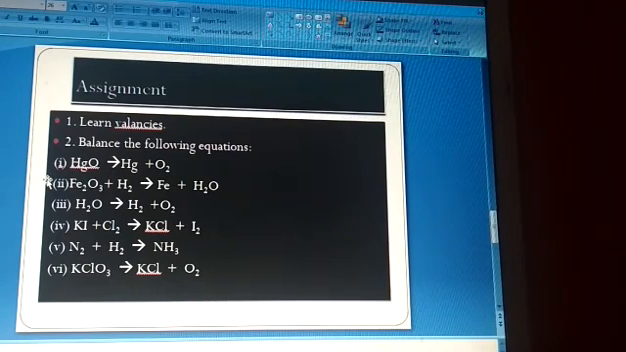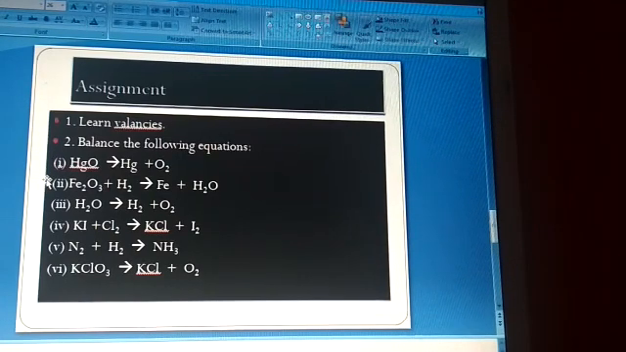This is the assignment here. First, you learn valencies. Second is to balance the following equations. First is HgO, that gives Hg plus O2. Second is Fe2O3 plus H2, that gives Fe plus H2O. Third is H2O, that gives H2 plus O2. Fourth one is KI plus Cl2, that gives KCl plus I2. Fifth one is N2 plus H2, that gives NH3. Sixth one is KClO3, that gives KCl plus O2.